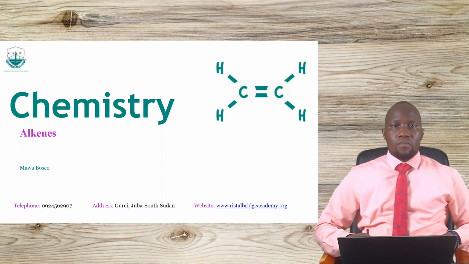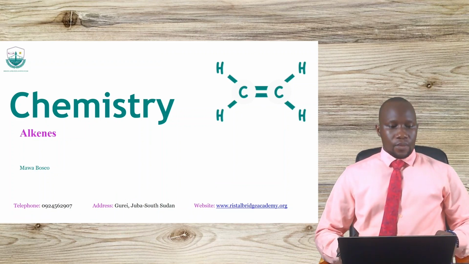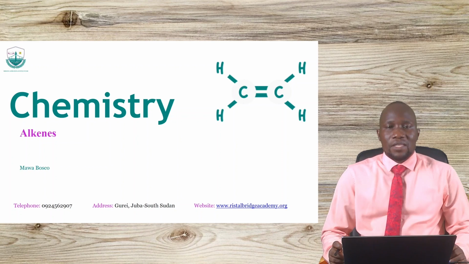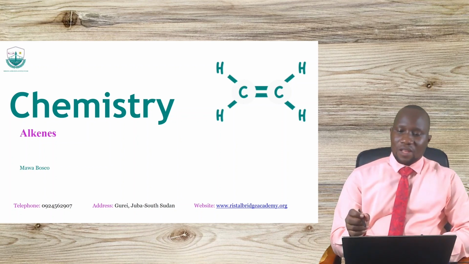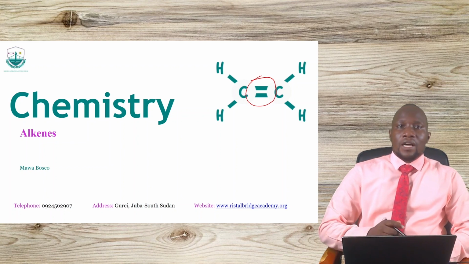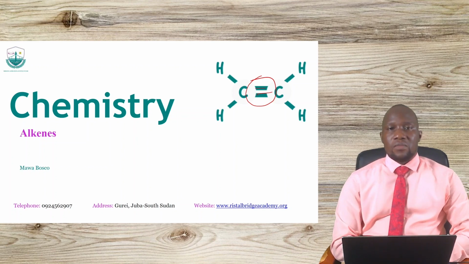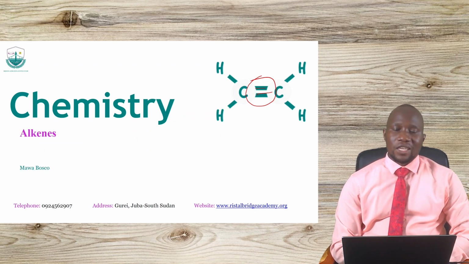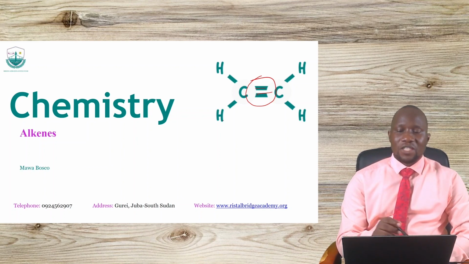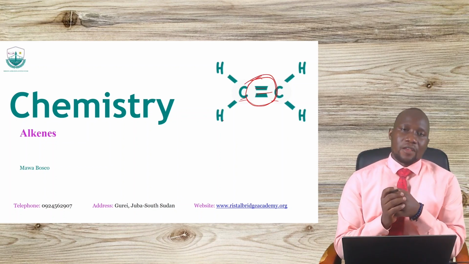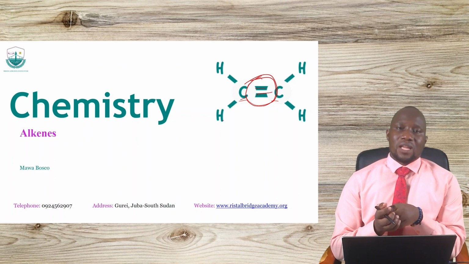Right, so let's talk about alkenes. When we talk about alkenes, please just remember that we are talking about hydrocarbons that have a double bond. That is what we call a double bond between carbon atoms. Please don't say that it is the bond between hydrogen and carbon. No, it has to be between carbon and carbon. So this basically becomes the identifying feature of the alkenes.